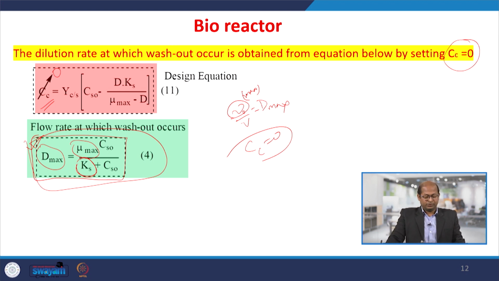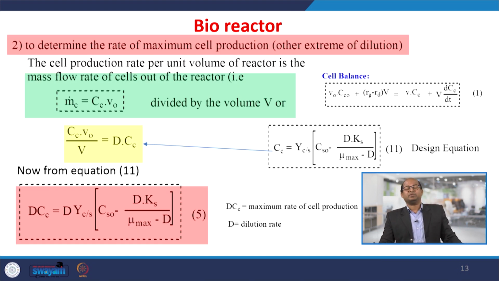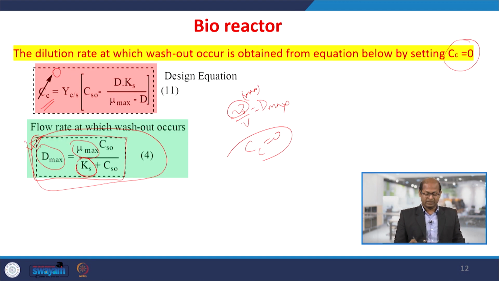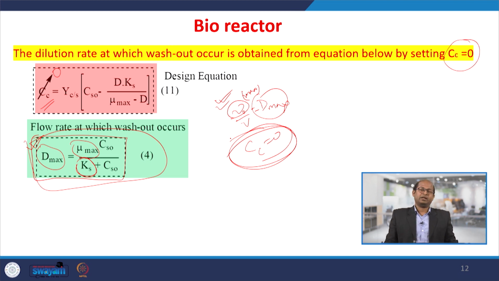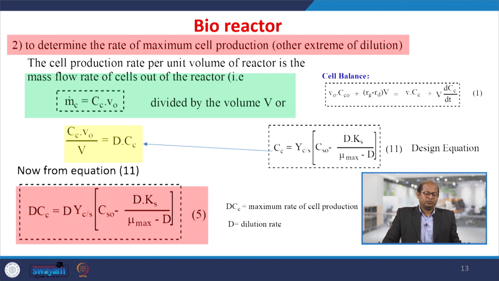So, from the washout condition, we should know at what maximum dilution rate, or volumetric flow rate, the cell concentration inside the reactor becomes 0. Now we are going to discuss when the cell concentration would be maximum, which we should also know. Then we will discuss how to determine the maximum cell production rate inside the reactor, which is also very important.